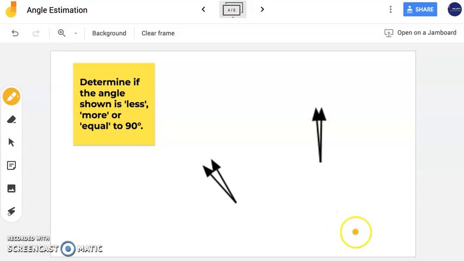For the next ones, again, we're going to do the same thing, determining if the angle shown is less, more, or equal to 90 degrees. I'm going to do my L marker again, finding a straight edge and drawing a line perpendicular to this line, forming that 90-degree angle. Looking here, I notice both rays forming this angle are less than 90 degrees. In fact, the rays are pretty close together. It's definitely less than 90 degrees.